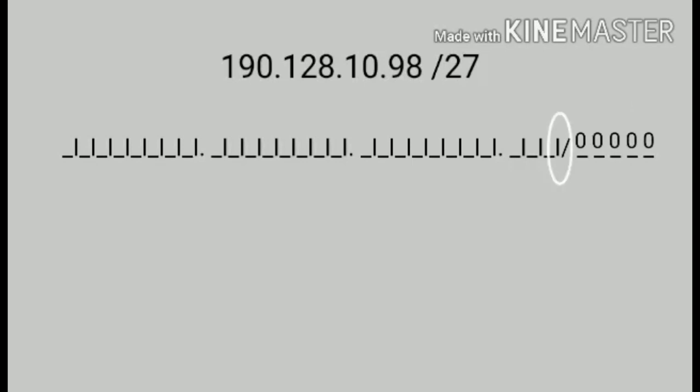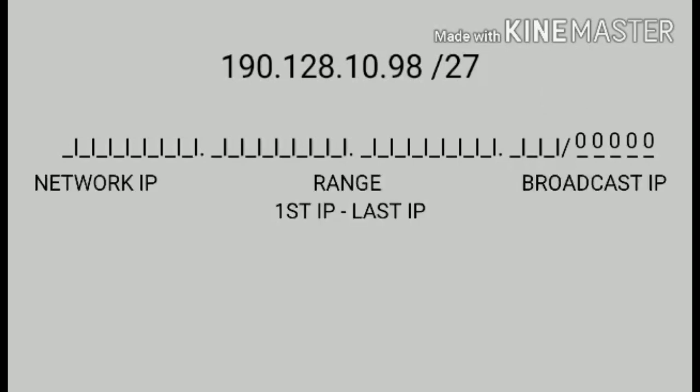Next step, get the value of the last bit. To be able to get the value of this bit, add 1 to 31, so the value is 32. 32 is the value of our increments. For every increment, you need to add 32. So we have network IP, range first IP, last IP, and broadcast IP.